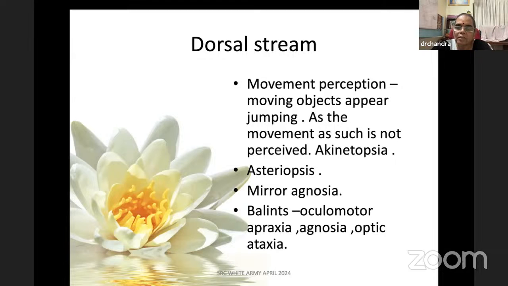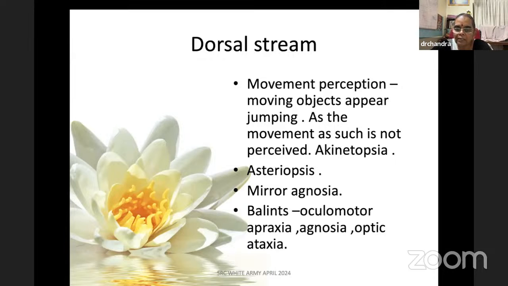And astereopsis is depth perception. And mirror agnosia is localization. And you have got the Balint syndrome, where there is oculomotor apraxia. When you see an object, the eye movement comes into play and moves your eye towards that object. In oculomotor apraxia, the eye does not move towards the object.